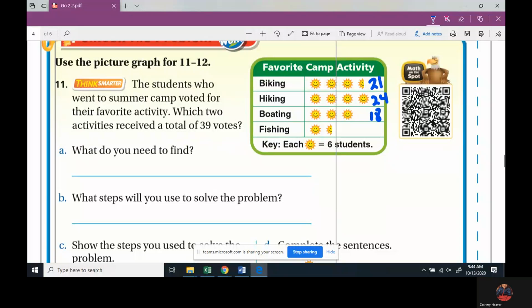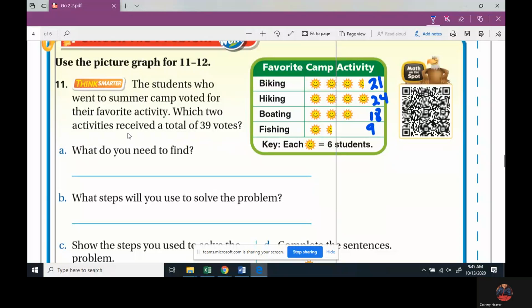What does half a sun equal? What's half of 6? Half of 6. 3. So what's 6 plus 3? 9. See, look, Adelie, this sun stands for 6, and half of 6 makes 3. 6 plus 3 is 9.